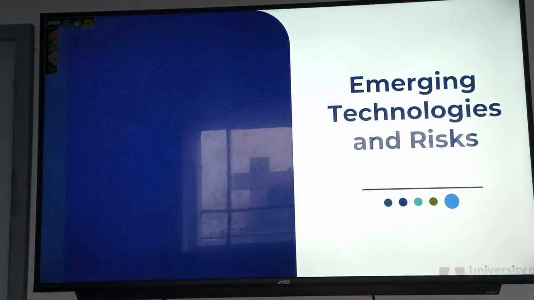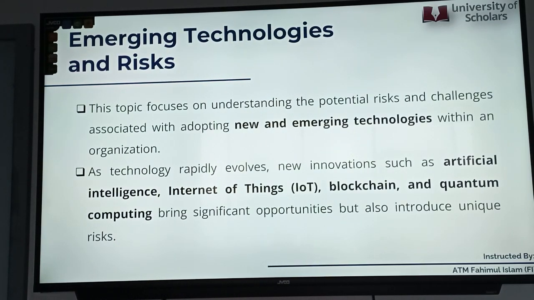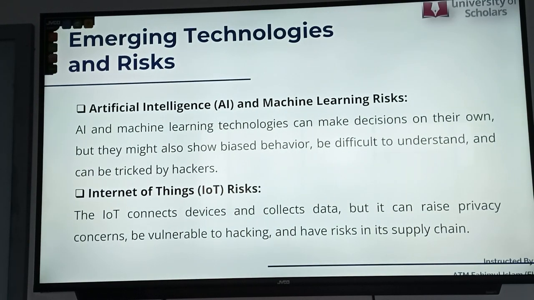Then we should talk about emerging technologies and risk, which includes several topics, including artificial intelligence, blockchain, IoT, quantum computing, biometric technology, several things. We'll discuss one by one. Artificial intelligence and machine learning risk.